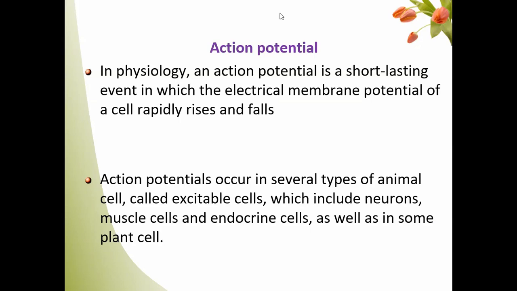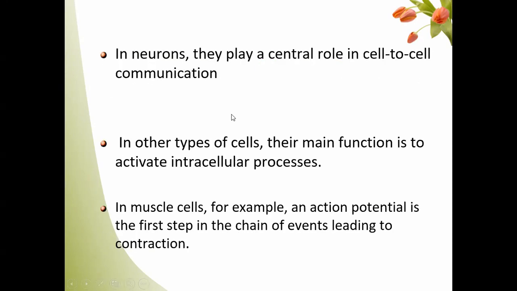Okay, this action potential is just an event; we will study it later. This can happen in several types of animal cells, which are called excitable cells. These excitable cells include neurons, muscle cells, endocrine cells, as well as some plant cells.